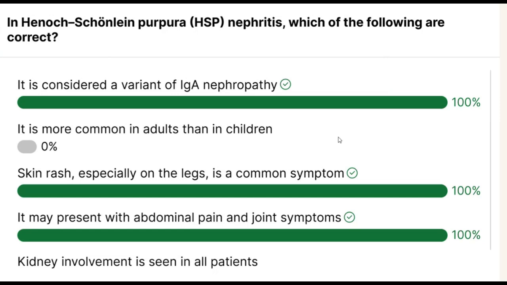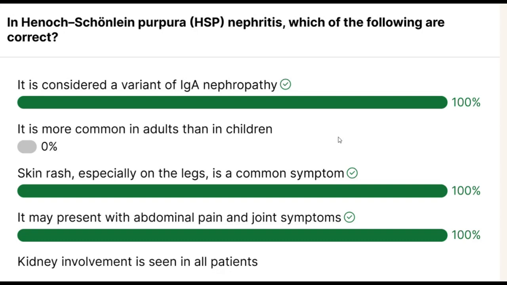Okay, I think this is easy. It's considered a variant of IgA nephropathy, obviously. They're closely related, and it's more common in adults than children is wrong. It's more in children and often after some respiratory disease. Skin rash, especially on the leg, is a common symptom.